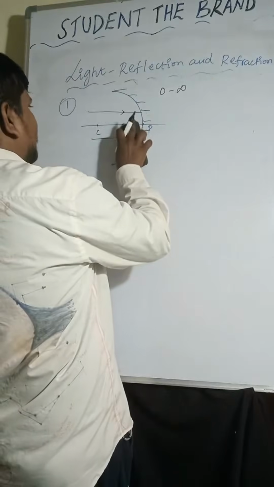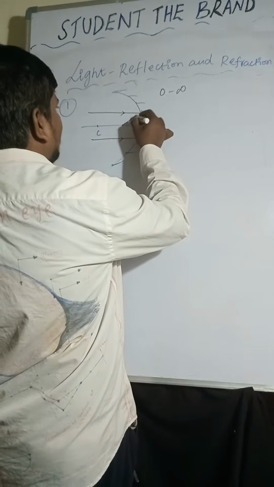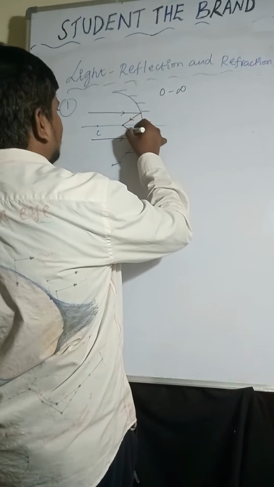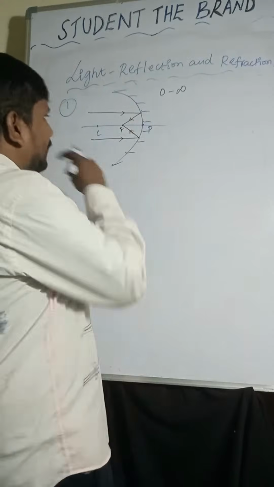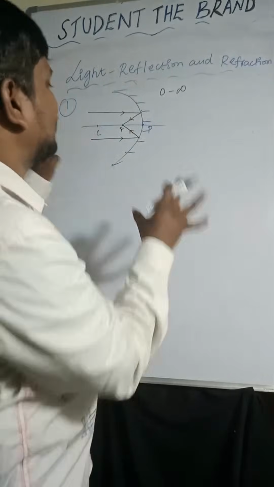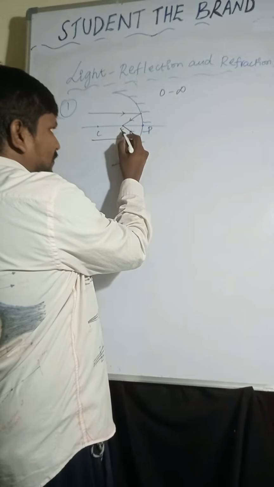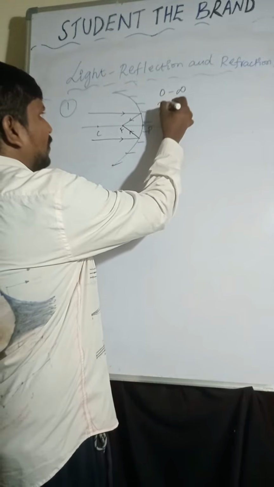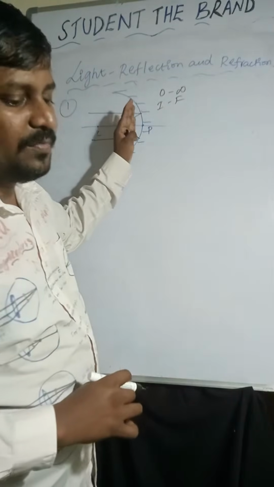Okay, on the principal axis, that is the focus. Here you can observe, and here also. This is the focus. After reflection, the reflected light rays are meeting at one point on the principal axis. So that is the focus. Image is forming at focus. Object is at infinity, image is forming at focus.